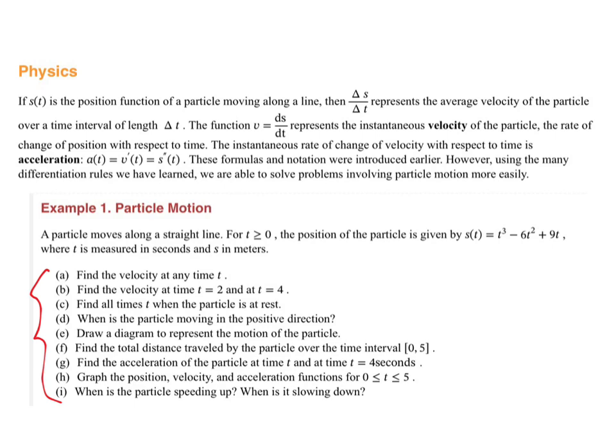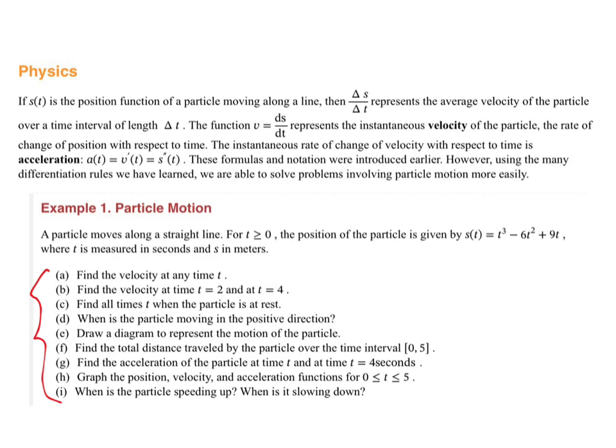Okay, so it says a particle moves along a straight line. So now this is not projectile motion. This is straight line, one-dimensional kinematics. Either it's a falling object or it's something going back and forth on an x-axis like this. It says the position of the particle is given by s of t equals t cubed minus 6t squared plus 9t, where t is measured in seconds and s in meters.